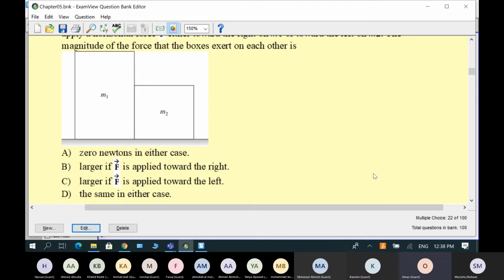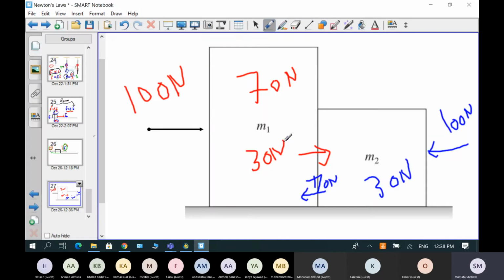I think it's B. Larger force applied toward right. Larger force toward right. Let me see. Toward right, not larger force. It's 30 in this example. We need to know the direction of the force.